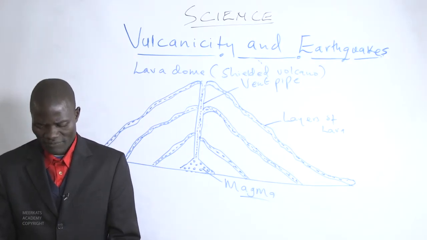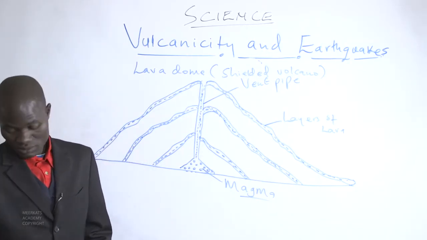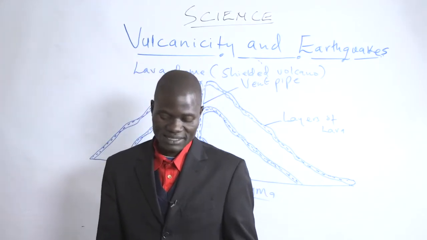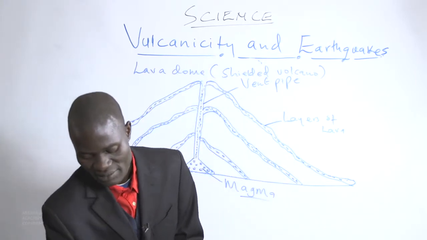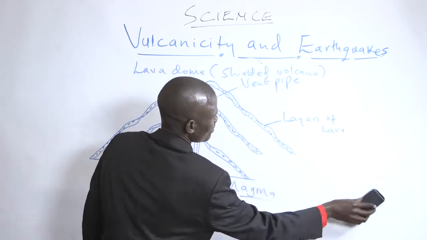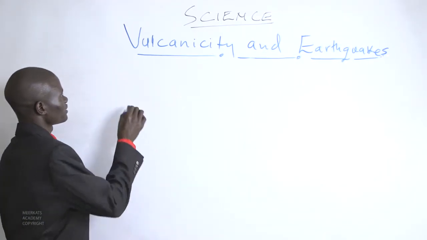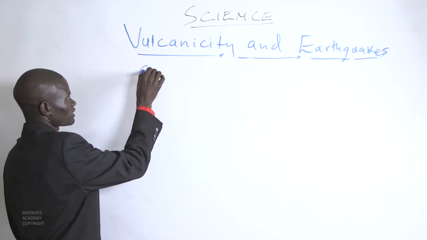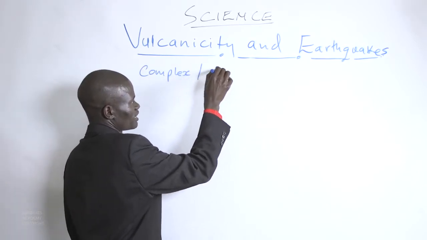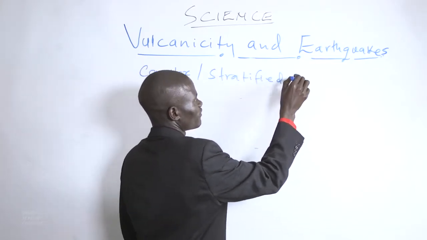Then we also have another one, referred to as the complex or stratified volcano, the composite or stratified volcano. This one is formed as a result of magma. We can refer to it as complex, or the other name is stratified volcano.